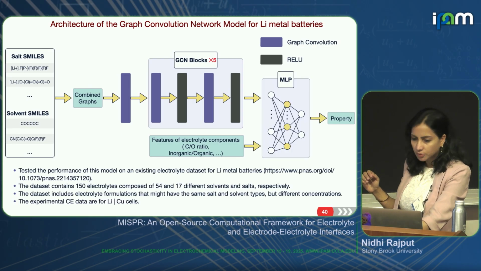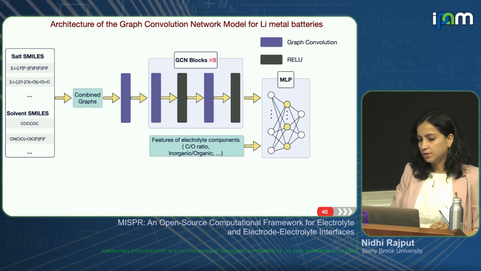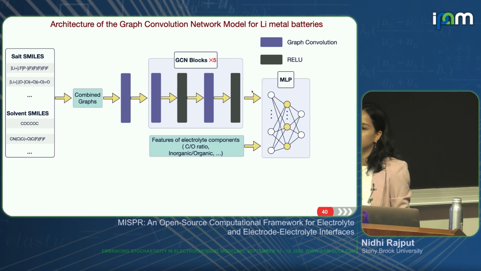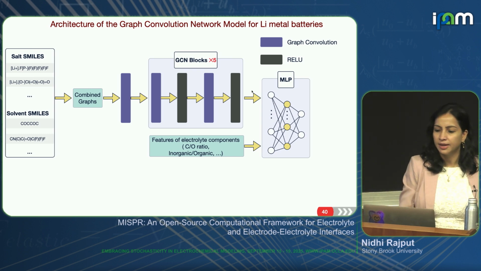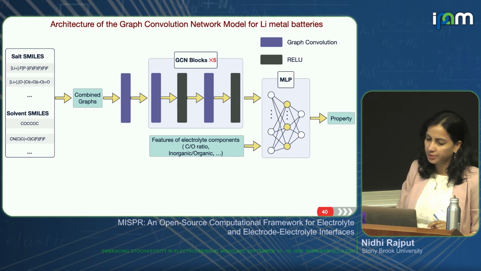And then, sorry, I think I have one thing missing here. And then we get the graph representation. I had the molar percentage here, which is then used to scale the representation based on the molar percentage, and then it is passed through a multi-layer perceptron to predict a certain property.